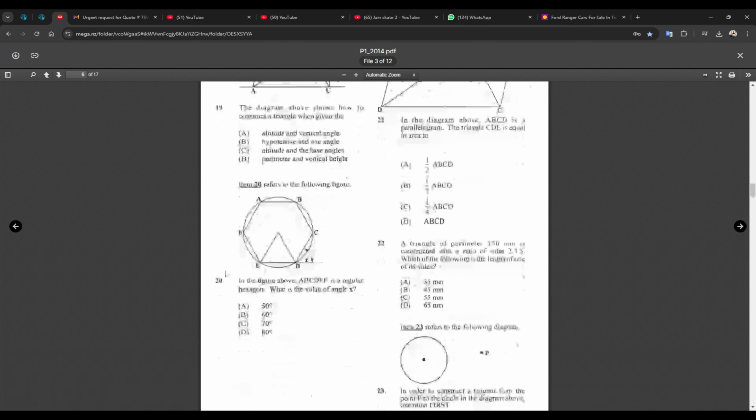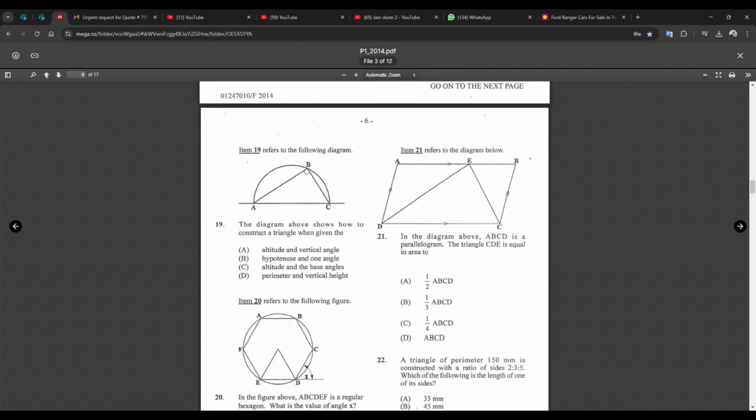Number 20. In the figure above, ABCDEF is a regular hexagon. What is the value of angle X? So this is angle X here. And seeing that this is a regular hexagon, angle X will be equal to 60 degrees. So the external angle of a hexagon is 60 degrees. If it were a pentagon, 5 sides, it would be 72 degrees.